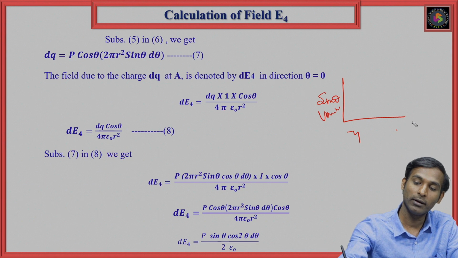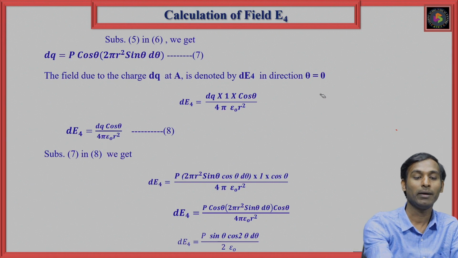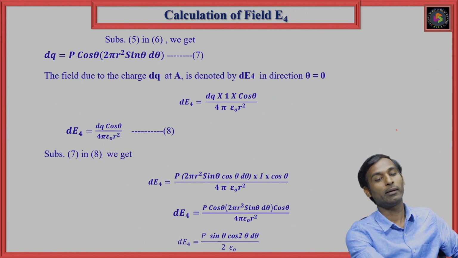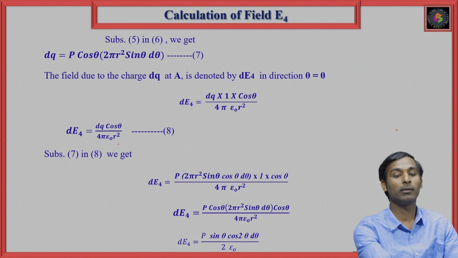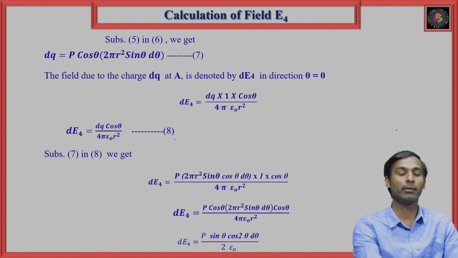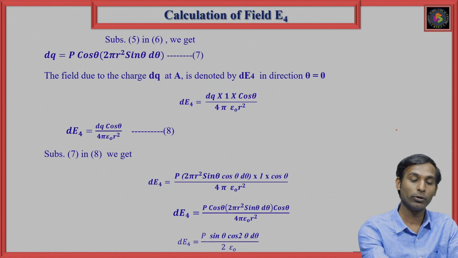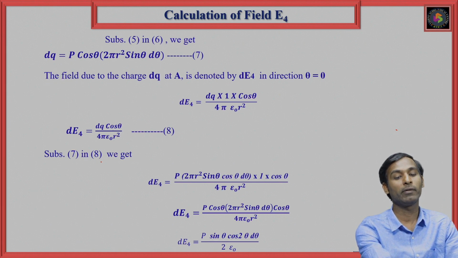Okay. In this equation, we can write it in a simplified manner: dE4 is equal to dq cos theta divided by 4 pi epsilon naught r square. That is equation number 8. After that, substitute equation 7 in equation 8.